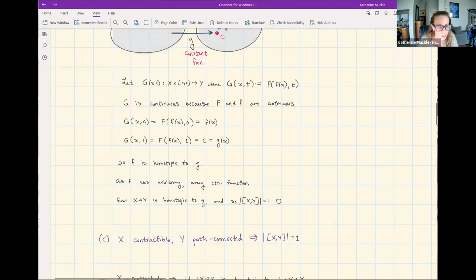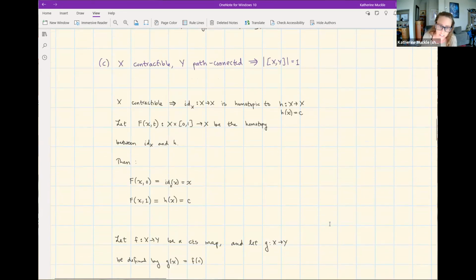Okay. So the last part is if x is contractible and y is path connected, then we also get that there's only one equivalence class in that set. So same thing, using the definition of x being contractible here. Now I have the identity on x, and it's homotopic to a constant function h, which goes from x to x. And so let F of (x,t) now be this homotopy between those two maps, and you get the usual thing: F of (x,0) equals the identity, F of (x,1) is equal to h, which is that constant map.